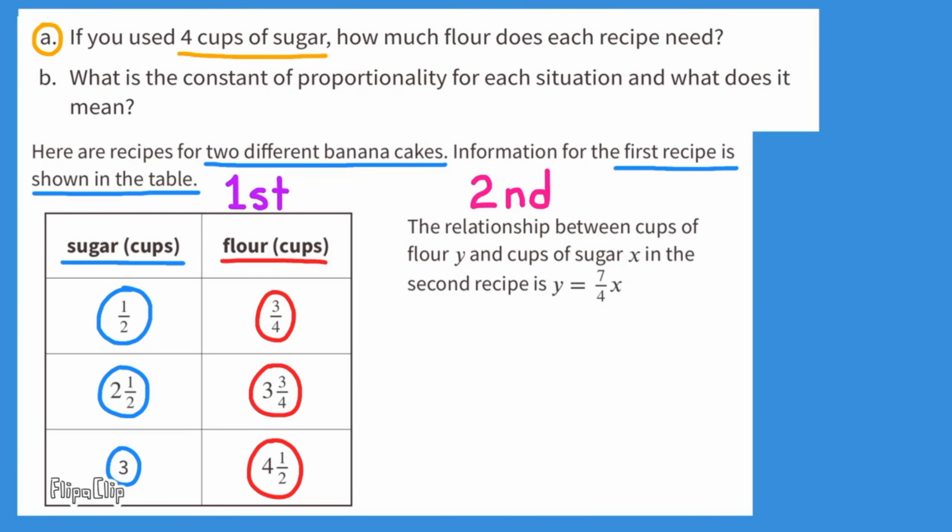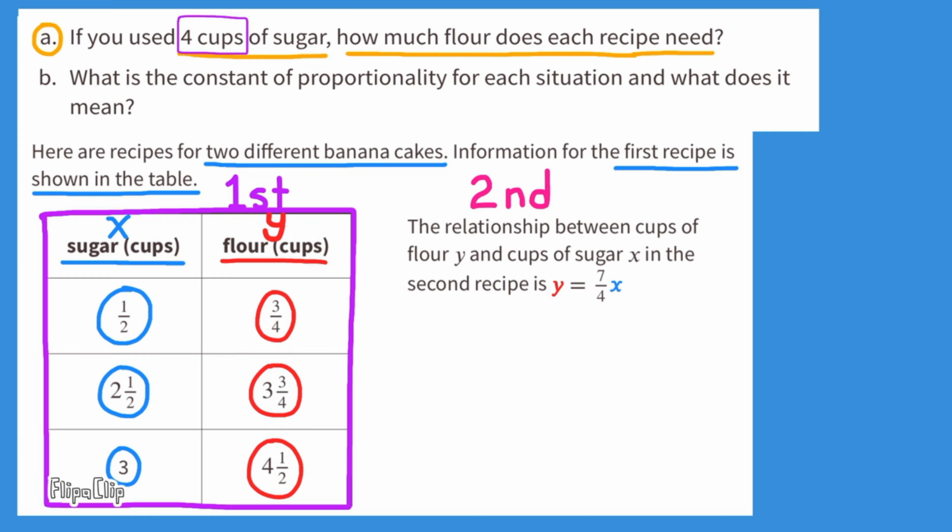A. If you used 4 cups of sugar, how much flour does each recipe need? The left-hand column of this table represents X, and the right-hand column represents Y. To get 4 cups of sugar, I'd have to multiply 1/2 a cup of sugar times 8. And if I multiply the X column by 8, I need to multiply the Y column by 8. So 1/2 times 8 is 4, and 3/4 times 8 is 6. In the first recipe, for every 4 cups of sugar, there are 6 cups of flour.